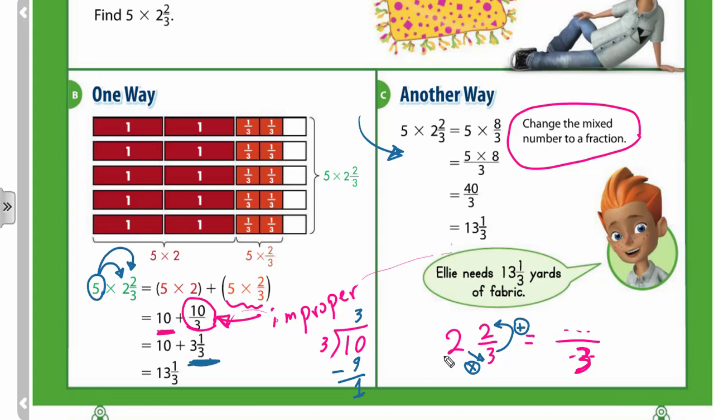What are we doing? Times down means 2 times 3. The whole 2 times 3. 2 times 3 equals 6. Plus up means add the numerator. Add the 2. You have now 6. 6 plus 2 equals 8. So this is 8/3. We know it. Now, let's do it one more time, but I will change the numbers this time.